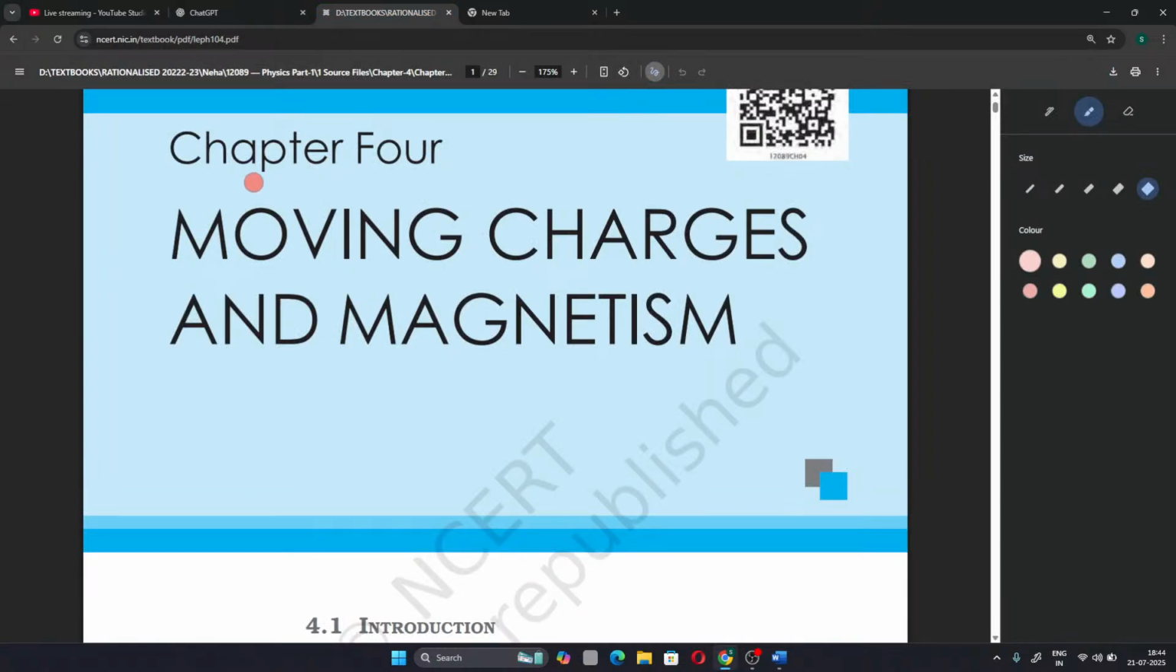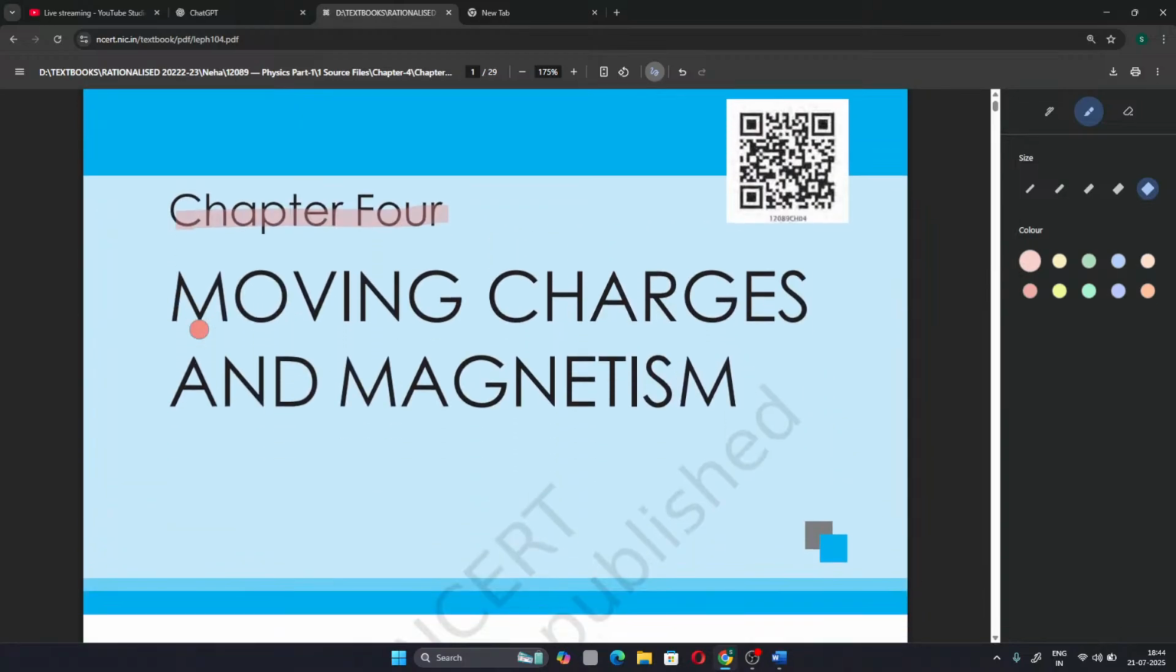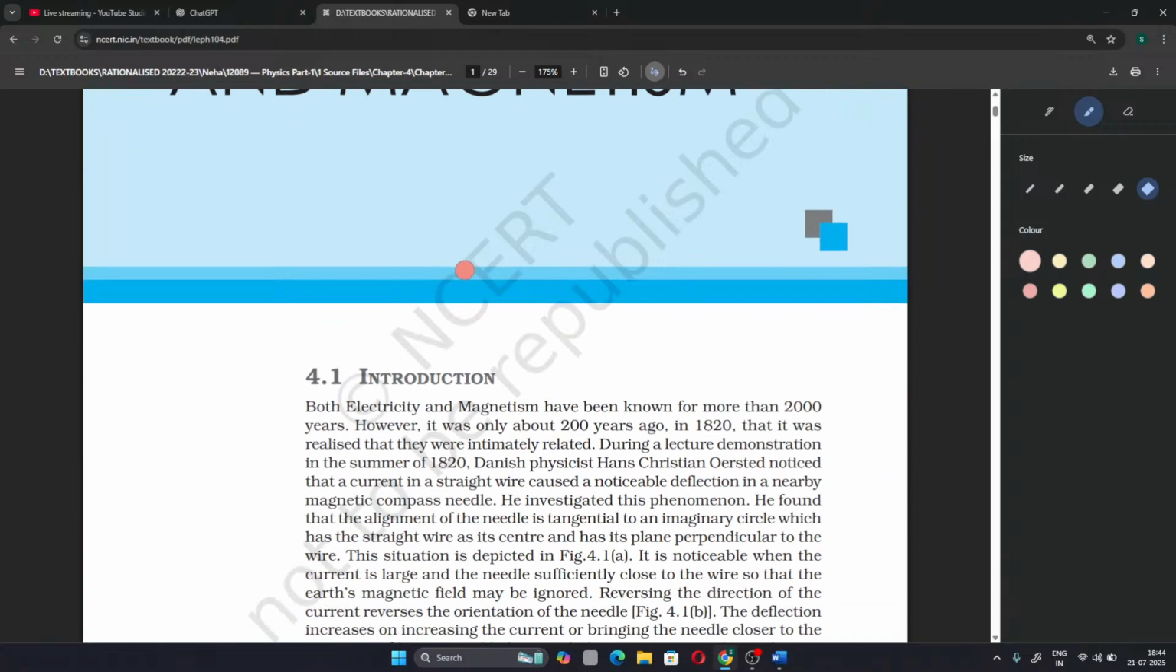Let's start with chapter 4 of class 12 physics, that is moving charges and magnetism. Let's start with the introduction.